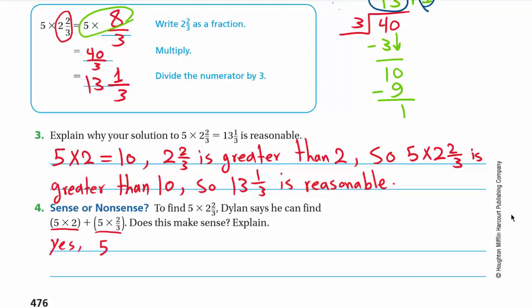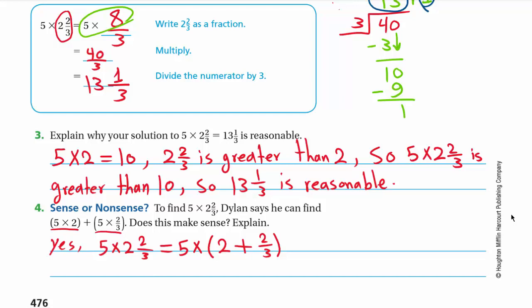5 multiplied by 2 and 2/3, I can make it like this. Instead of 2 and 2/3, I can make it 2 plus 2/3. So 5 multiplied by 2 and 2/3 is the same as 5 multiplied by 2 plus 2/3. If we have multiplication outside and addition inside, we can use something called the distributive property.